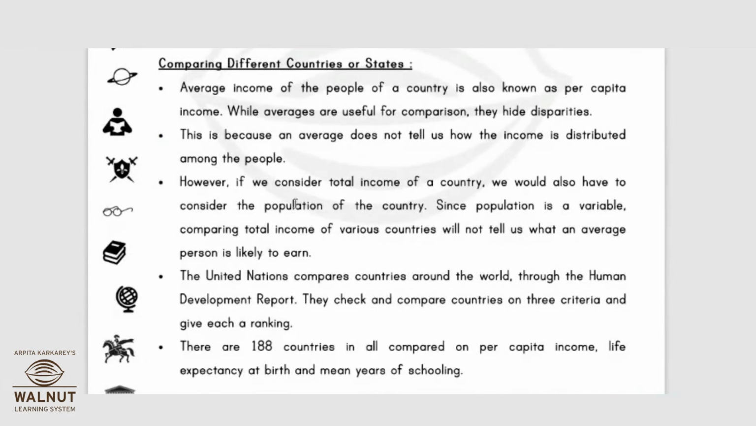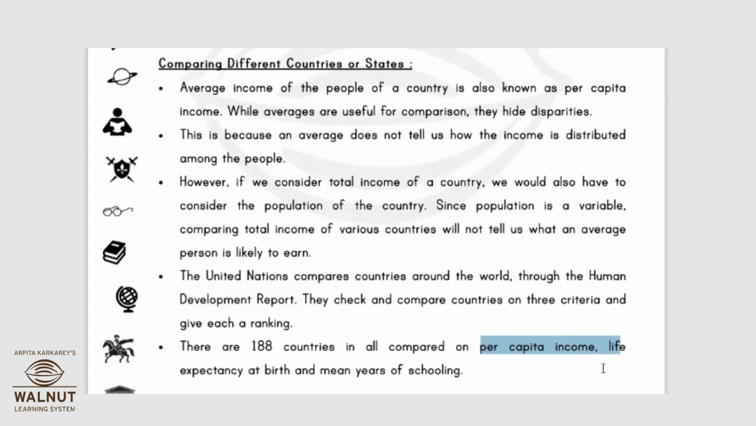Okay? Then the United Nations compares countries around the world through the Human Development Report. Now, how do they actually come up with this? They come up with this with the help of the Human Development Report. They check and compare the countries on these three criteria. I'll open the textbook now and show you. They compare it on these three criteria.